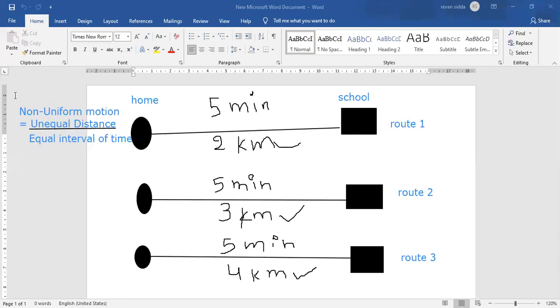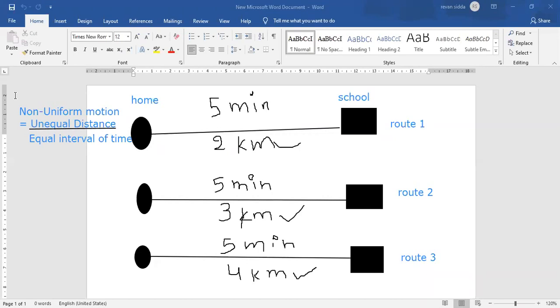Unequal distance in equal interval of time is called non-uniform motion. Remember this one. The definition you will be writing is: if an object covers unequal distance in equal interval of time, then the motion of the object is called non-uniform motion. Understood? Remember this one.